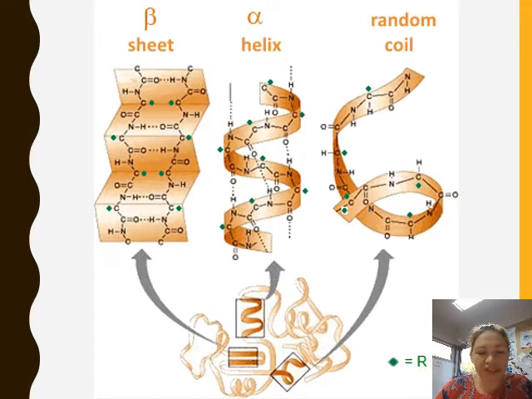These are some more detailed images of those 3 different types of folding with the beta sheets, the alpha helices, and the random coils.